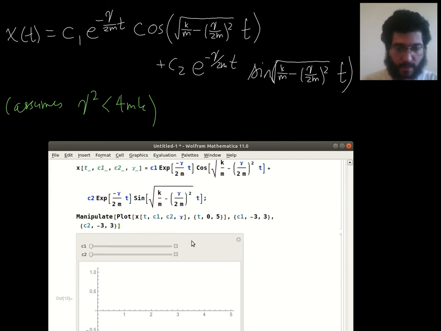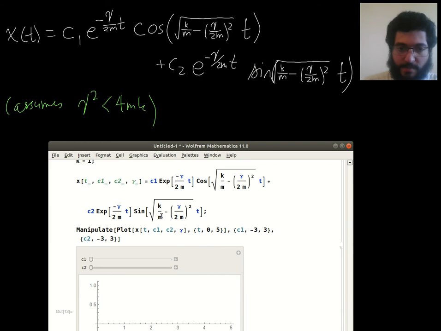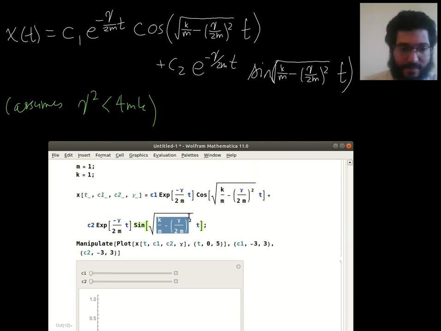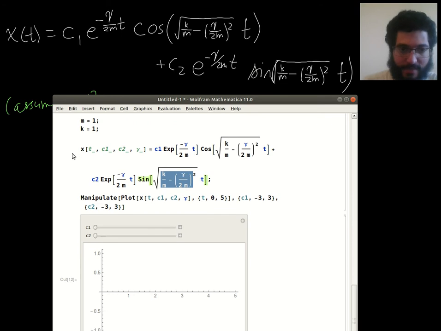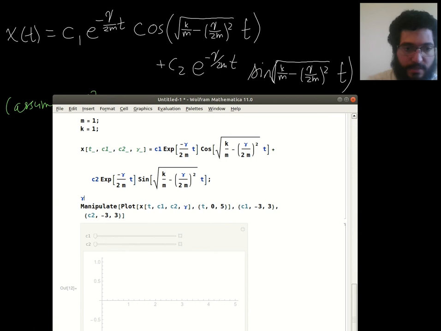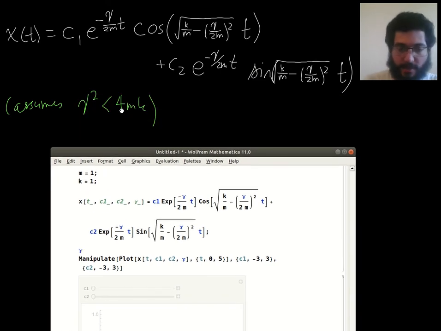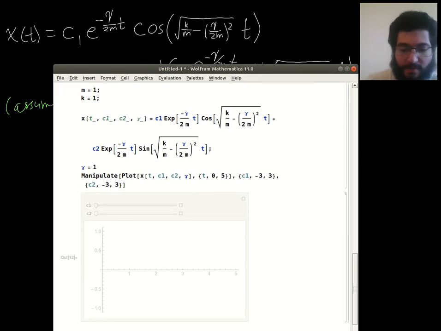And we cannot just pick anything for gamma, we have to pick something that makes what's under the square root be positive. In other words, we have to pick something that places us firmly in the underdamped case. So gamma is not allowed to be too big. Okay, so for now, just to make a plot, I've got to pick something smaller than 4 times 1 times 1. So anything whose square is smaller than 4 times 1 times 1. So I can pick any gamma less than 2. So how about gamma equals 1?